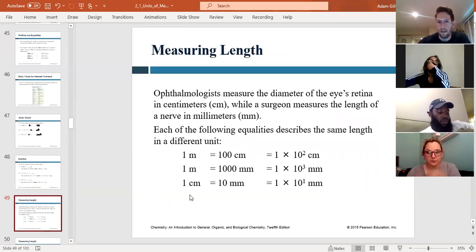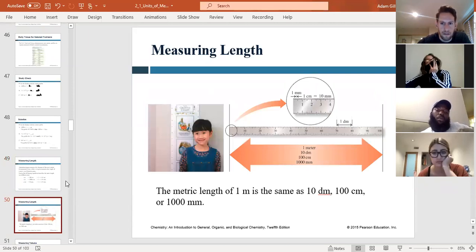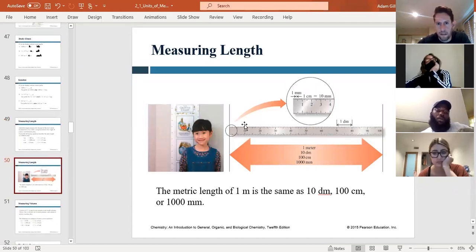So lengths are often broken down with centimeter or millimeter for reasonable measurements, right? So ophthalmologists measure an eye's retina in centimeters, or a surgeon might measure the length of a nerve in millimeters, right? Okay. A meter stick is 1 meter, right? You can break that up. So there are 10 decimeters within a meter. There's 100 centimeters or 1,000 millimeters within 1 meter.